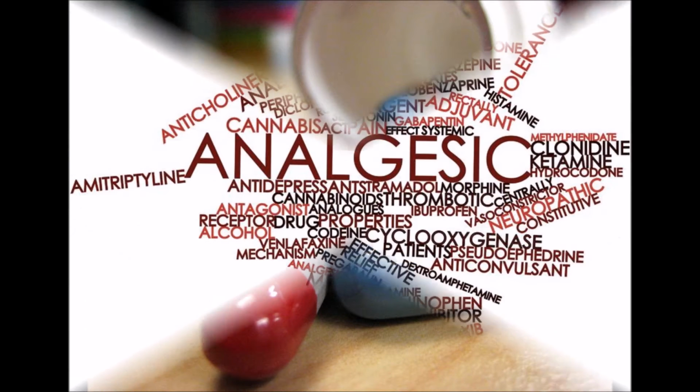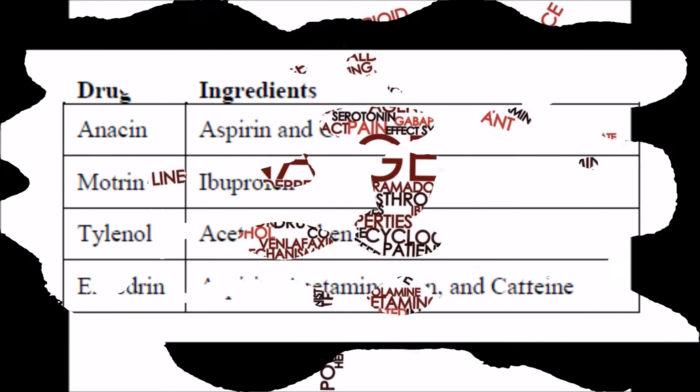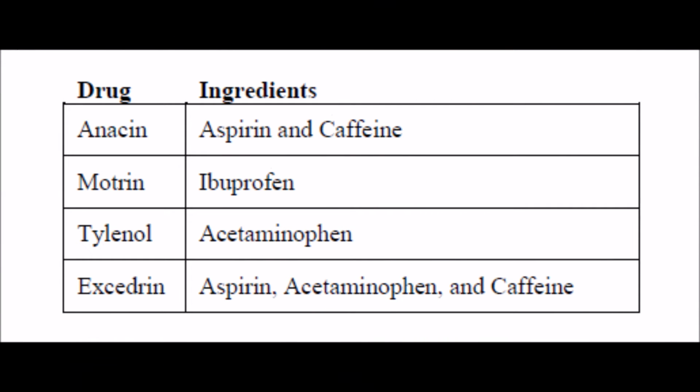In this lab, we will be identifying an unknown over-the-counter analgesic, a fancy word used for drugs that are pain and fever reducers. You'll be given an unknown analgesic that is either Anacin, Motrin, Tylenol, or Excedrin, which are made up of the compounds seen here. We can identify which analgesic we have by identifying the individual compounds through thin layer chromatography, or TLC.